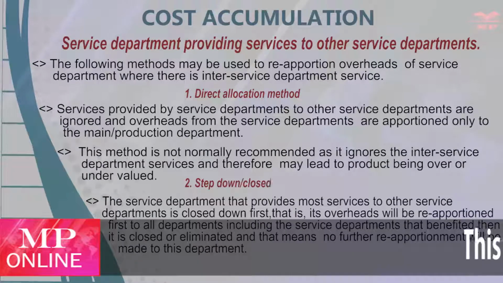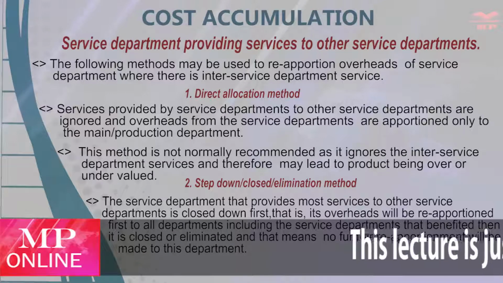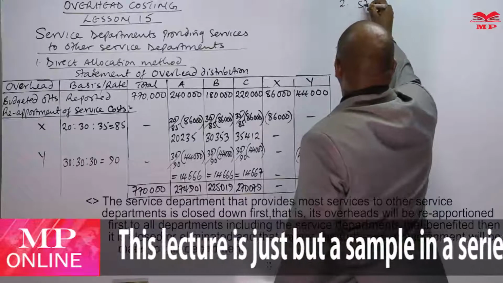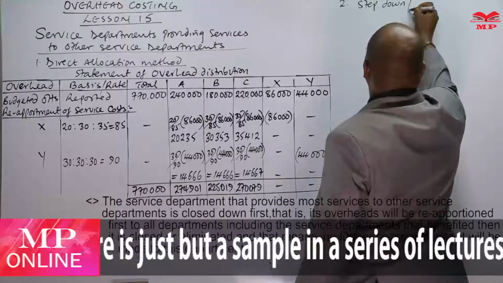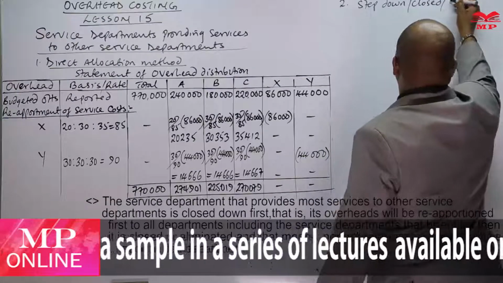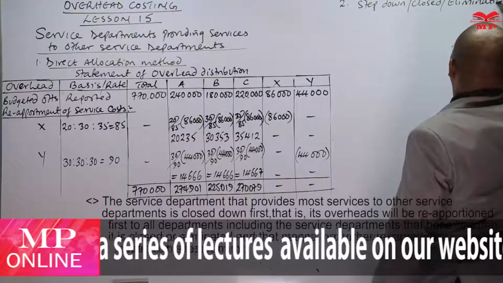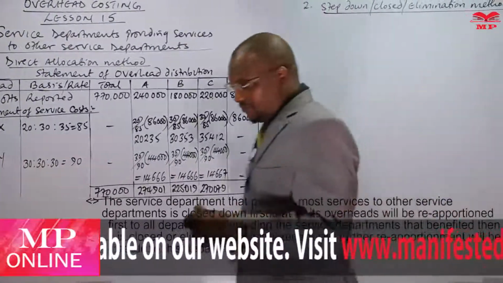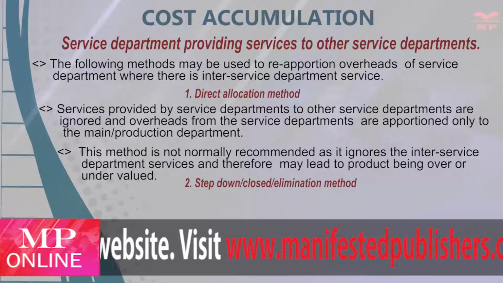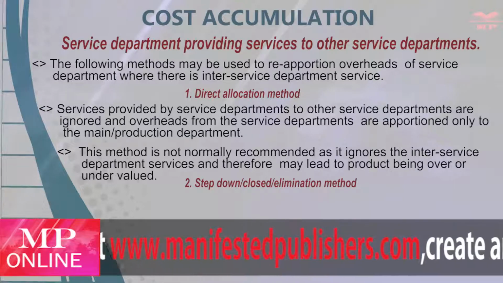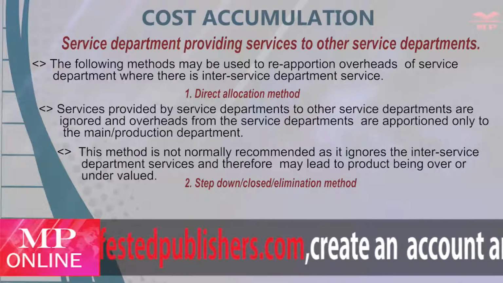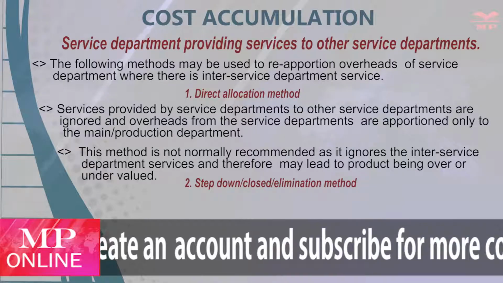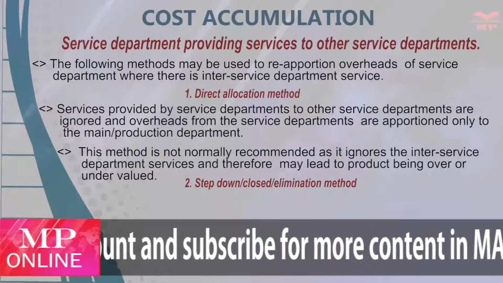Then the other method is called step down, or the closed or the elimination method. This is now number two, the step down or closed or the elimination method. So what about this method? What does it entail? The service department that provides most services to other service departments is closed down first. That is, its overheads will be reapportioned first to all departments, including the service departments that benefited.